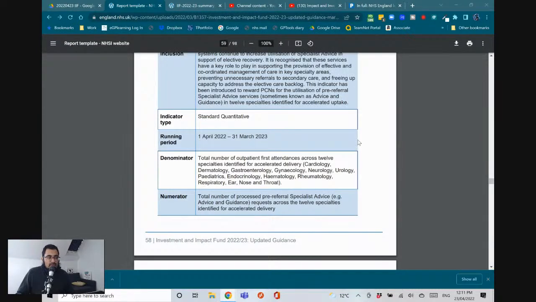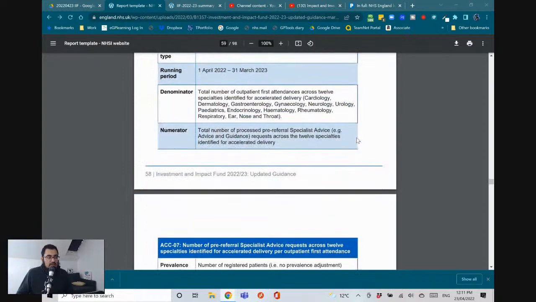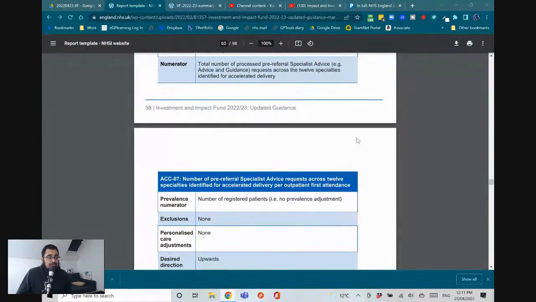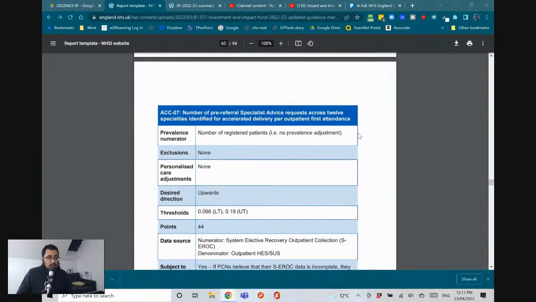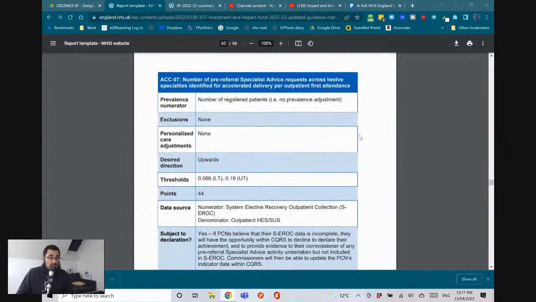The total number of process referrals to specialist advice requests across the 12 specialties identified for accelerated delivery is measured over your number of registered patients. There are no prevalence adjustments for this particular criteria, no exclusions, and no PCAs. It's an upward trend. The lower threshold is 0.06% and the upper threshold is 0.19%. It's worth 44 points, so a fair chunk of money, about £8,000, sorry, £80,000.